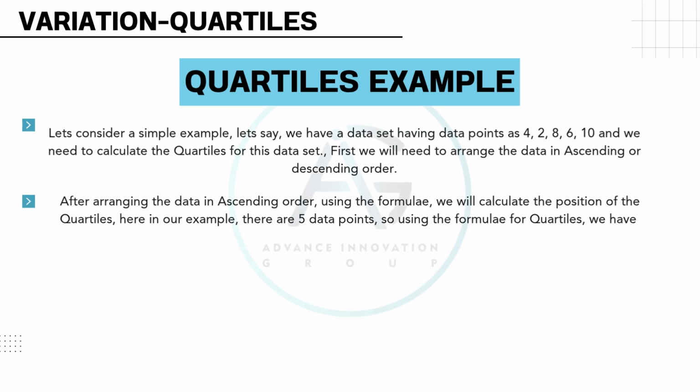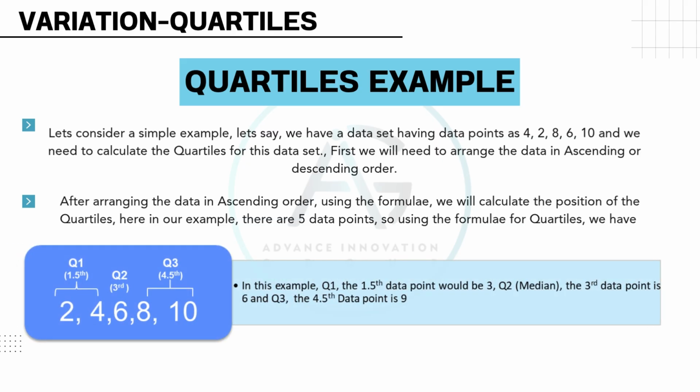Here in our example, there are 5 data points. In this example, Q1, the first 0.5 data point, would be 3, Q2, median, the third data point, is 6, and Q3, the fourth 0.5 data point, is 9.